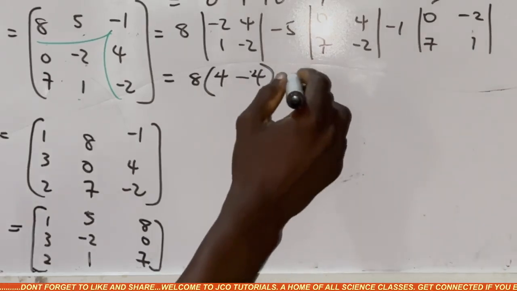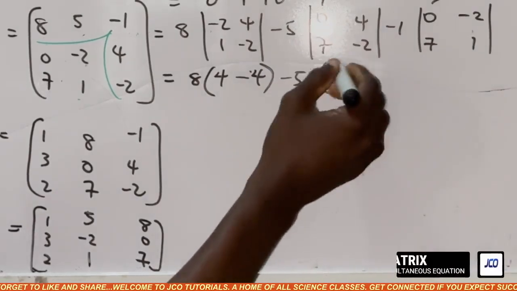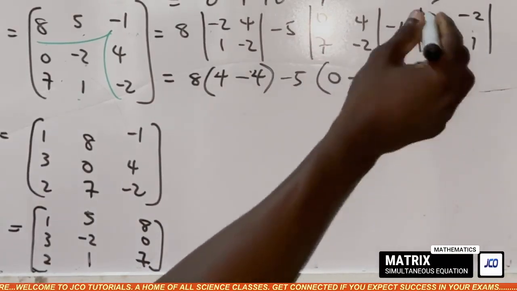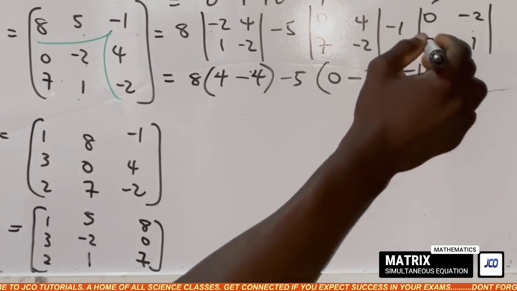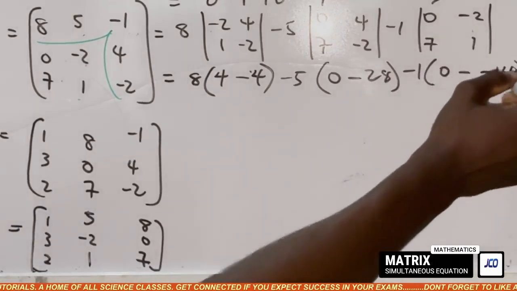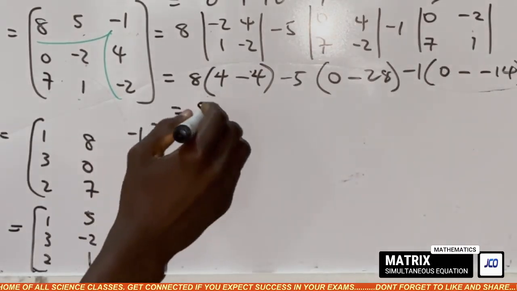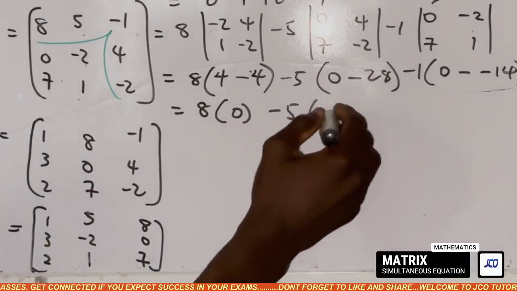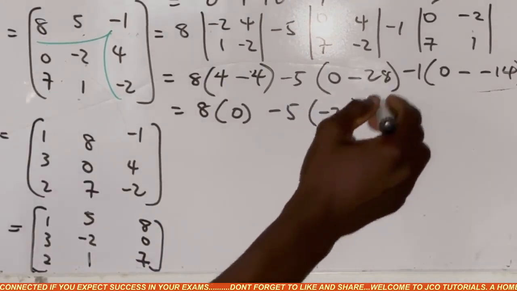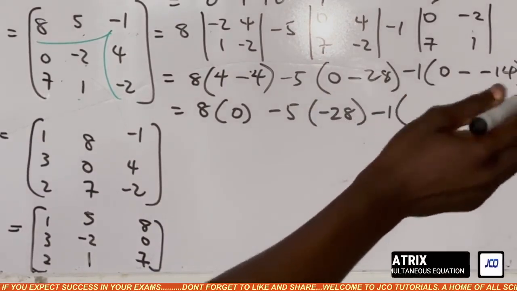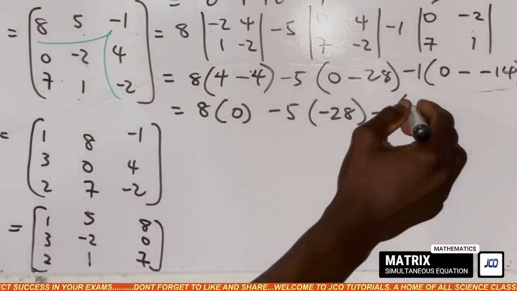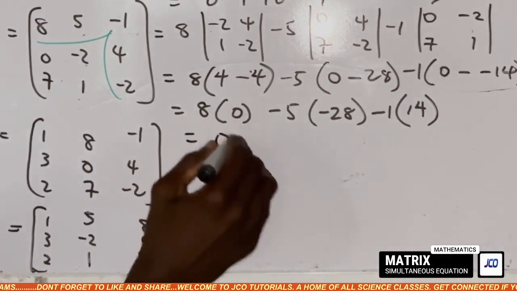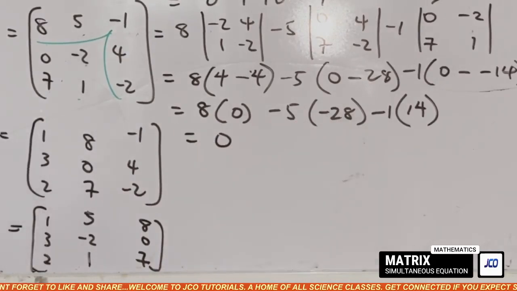Okay, so minus 5. 0 times minus 2 is 0, minus 7 times 4 is 28. Then minus 1, 0 times 1 is 0, minus 7 times minus 2 is minus 14. So keep going. 8 bracket 4 minus 4 is 0, minus 5 bracket 0 minus 28 is minus 28. Then minus 1, 0 minus minus 14. Minus minus is plus, so 0 plus 14 is 14.